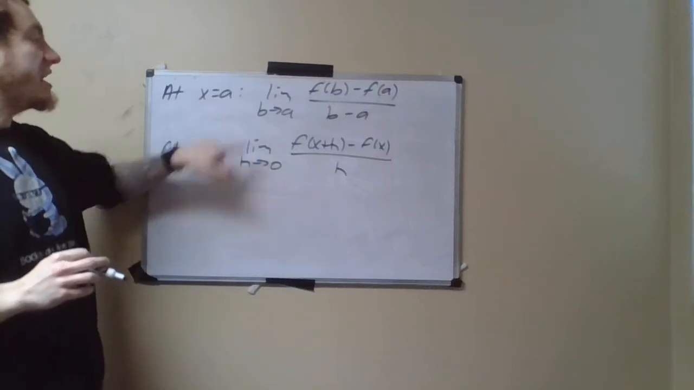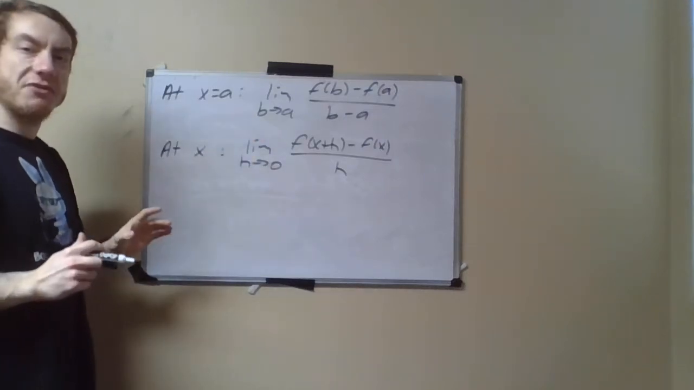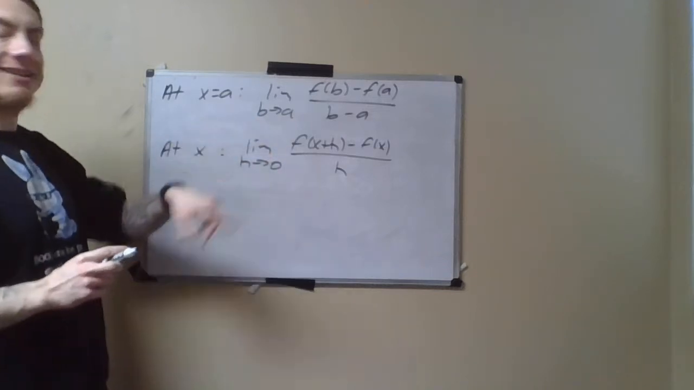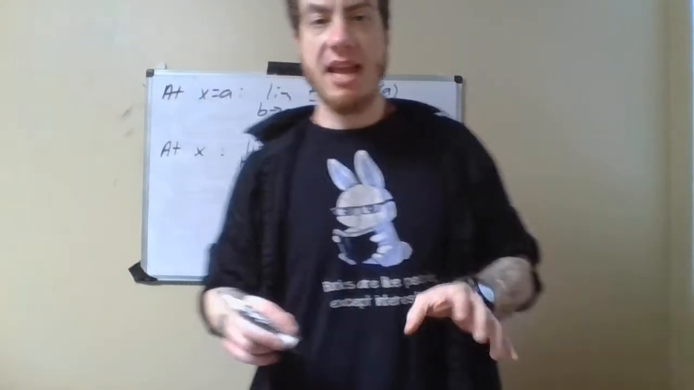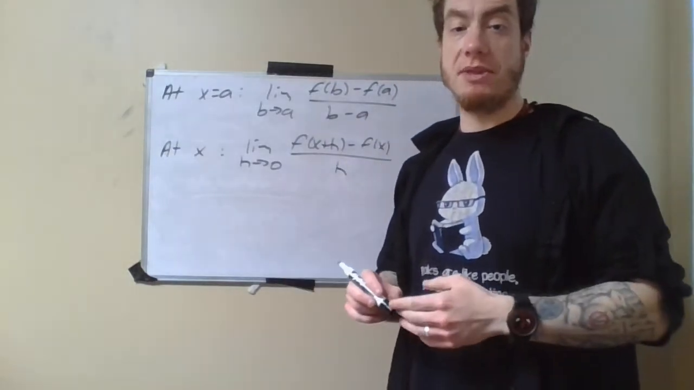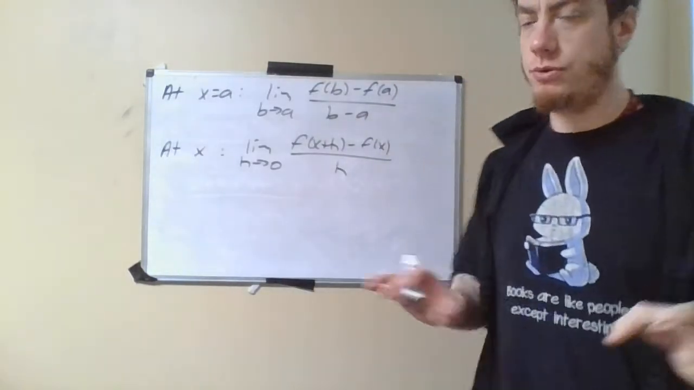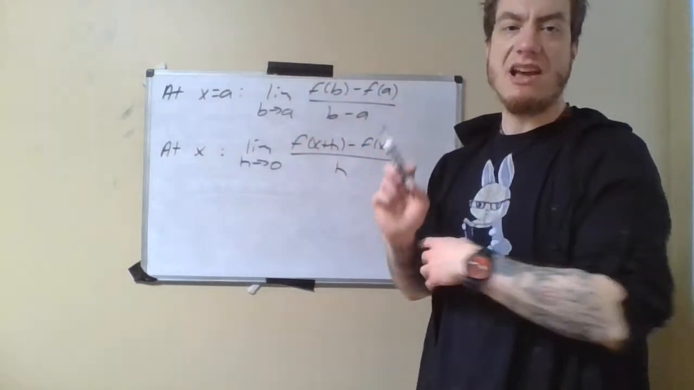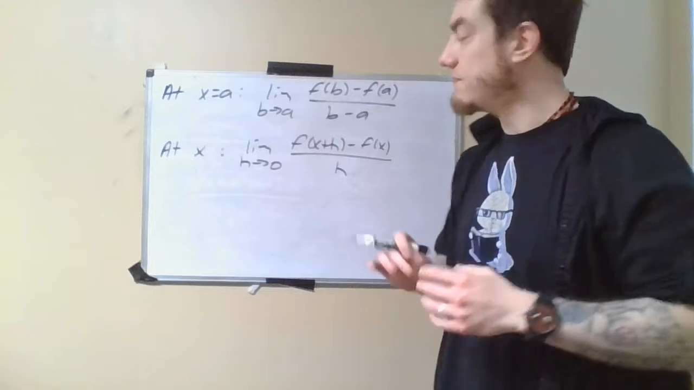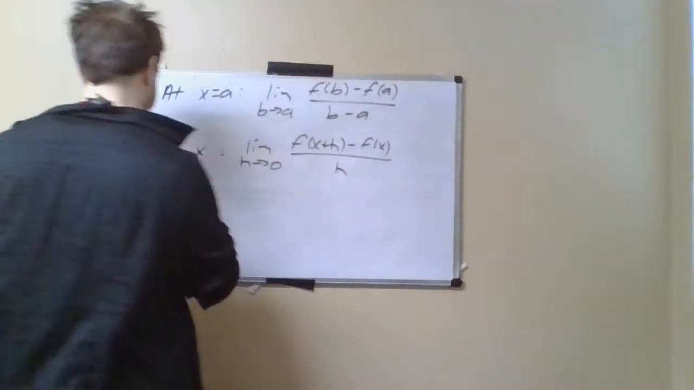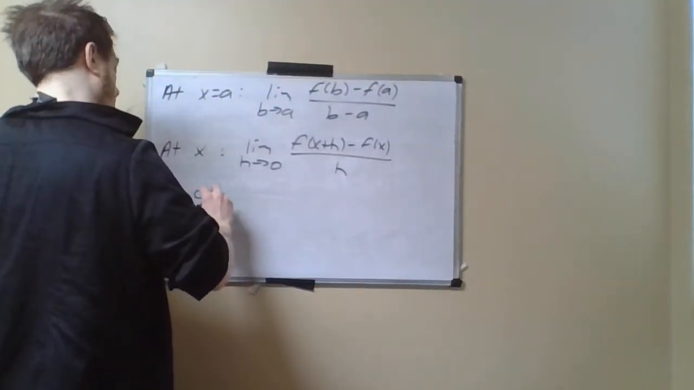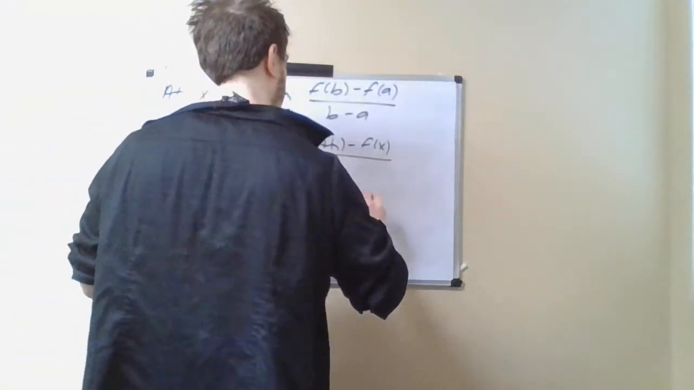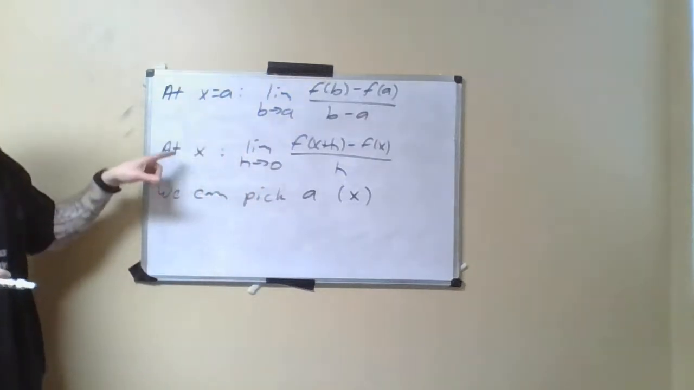Now, b and h, those we cannot specify because we are taking the limit as b approaches a, or the limit as h approaches 0. So b and h are variables that are in there, but they're not variables that we're able to choose or do anything with. They are determined within the definition itself. But what we can do is pick a or x, depending upon which way you want to write it here.